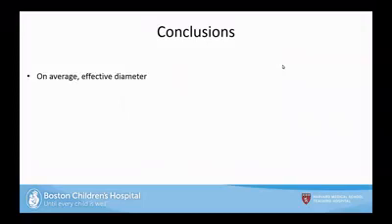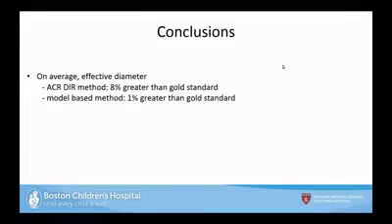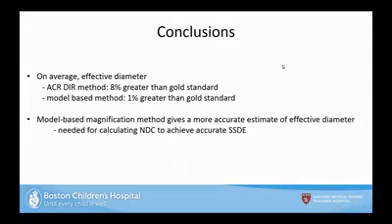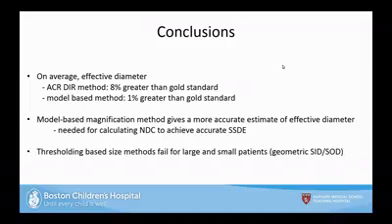So just to conclude, on average, the effective diameter for the ACR DIR method, so just using the vendor approach, is about 8% greater than the gold standard, whereas our model-based approach is about 1% greater than the gold standard. And the model-based magnification method gives a more accurate estimate of the effective diameter, and this is needed for normalized dose coefficient calculations to achieve an accurate size-specific dose estimate. And as I showed, the thresholding based size method will fail for large and smaller patients.